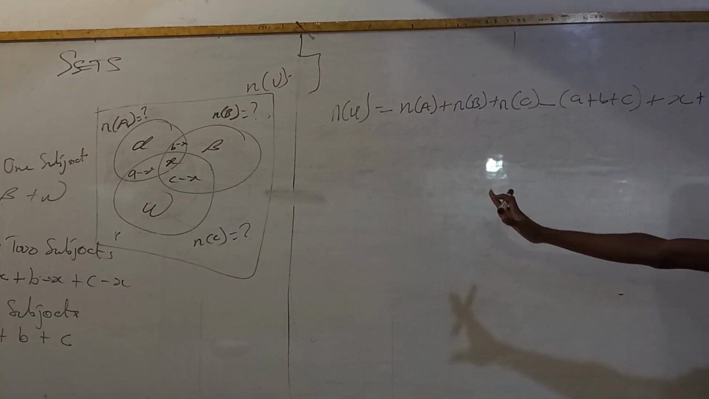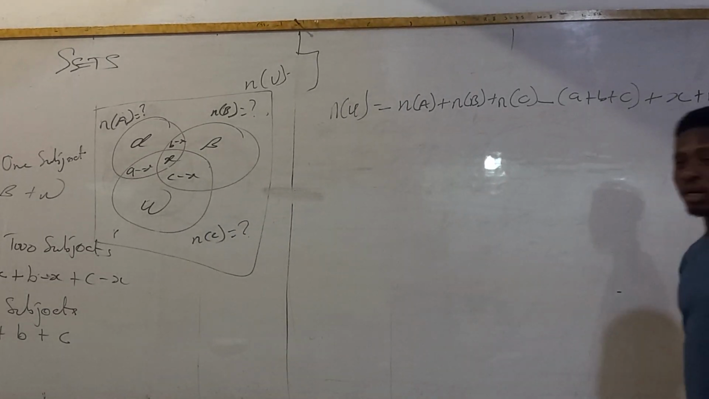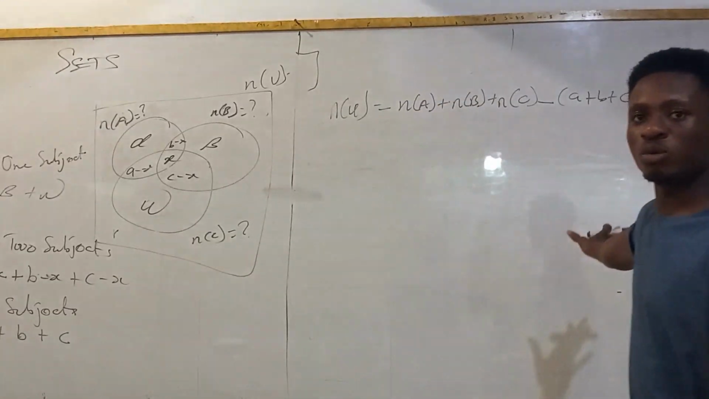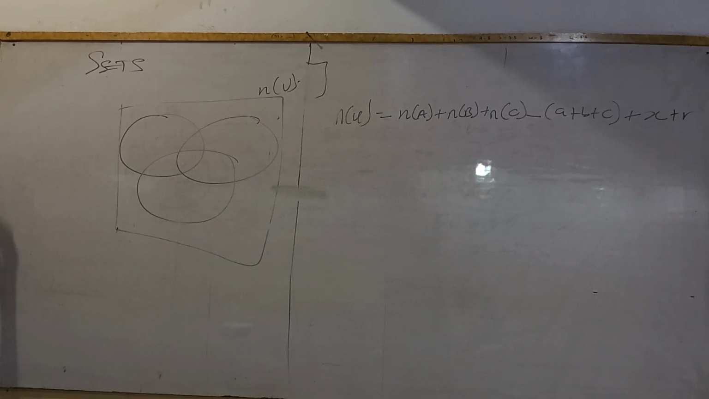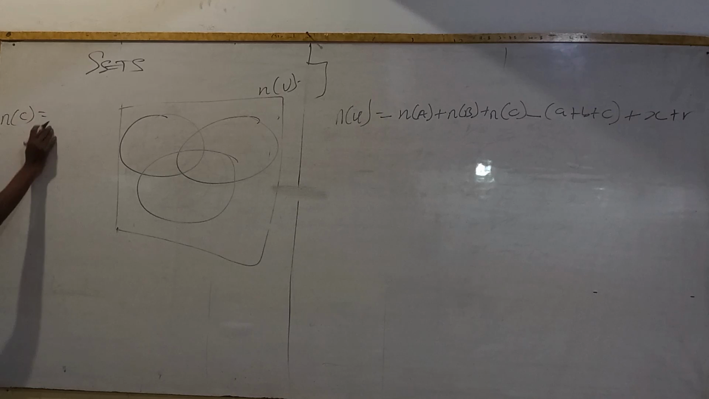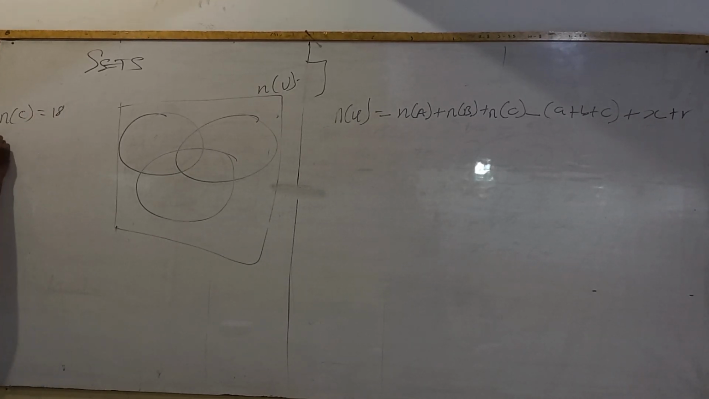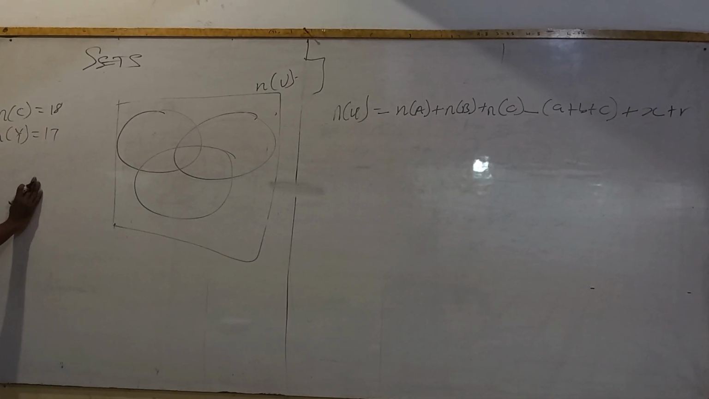Do you understand what I did? Yeah? Are you sure? Because you are trying to solve questions, so if you don't understand, just let me know before we start. Now the question: 17 sell corn. Number of corn, let me say C, that's 18. 17 sell yam. Yam, 17. And 19 sell plantain, and the number of plantain is 19.